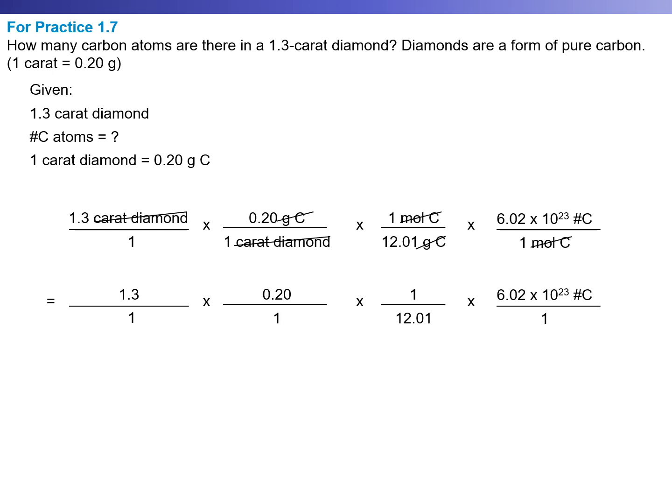Now at this point, what you want to do is multiply everything on the top, and then multiply everything on the bottom. And I'm going to do that. So I'm going to multiply everything on the top and everything on the bottom, and I end up with 1.565 times 10 to the 23rd number of carbon atoms over 12.01. And now we just finish out the math, which means I'm going to divide the top by the bottom, and I end up with 1.30 times 10 to the 22nd number of carbon atoms in our 1.3 carat diamond.